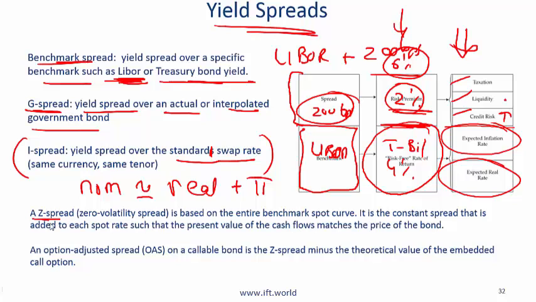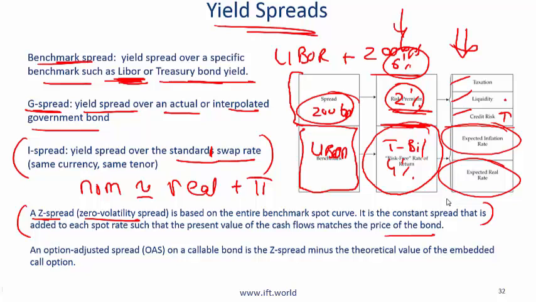A Z spread or a zero volatility spread is based on the entire benchmark spot curve. It is the constant spread that is added to each spot rate such that the present value of the cash flows matches the price of the bond. Now this is a little bit complicated. I'd say that at this stage you simply remember the statement, and there is a good chance that if you get something on the exam, it can be answered based on this statement.